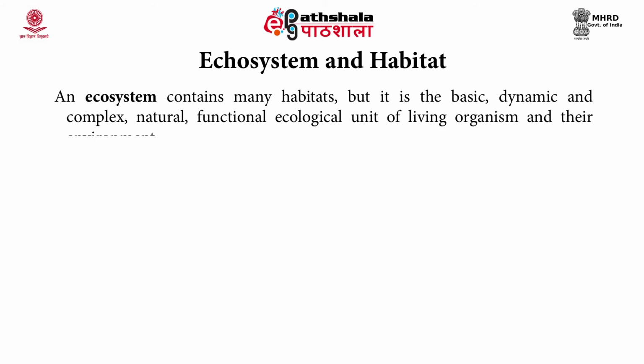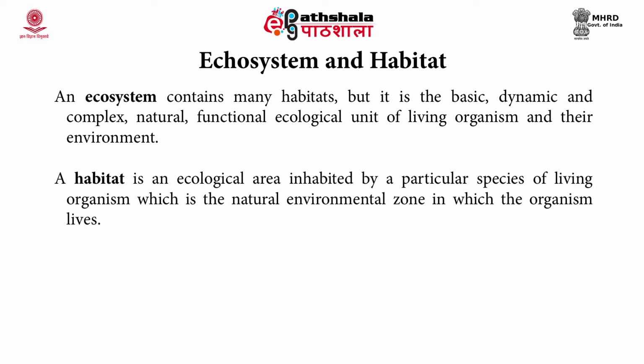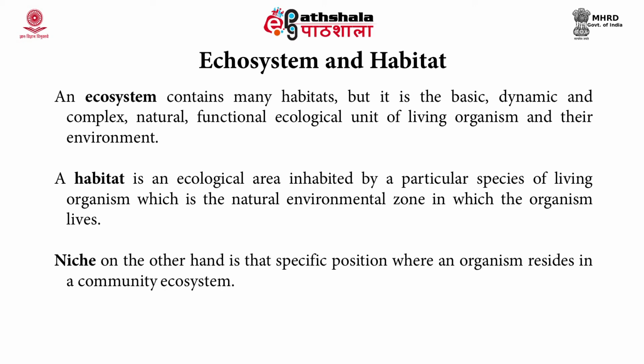Now, ecosystem and habitat. An ecosystem contains many habitats, but it is the basic, dynamic and complex functional ecological unit of living organisms and the environment. A habitat is an ecological area inhabited by a particular species living in an ecosystem, which is a natural environmental zone in which an organism lives. Hence, it refers to the natural environmental zone in which an organism lives, where it finds food, shelter, protection and mates for reproduction. Niche, on the other hand, is that specific position where an organism resides in a community ecosystem.